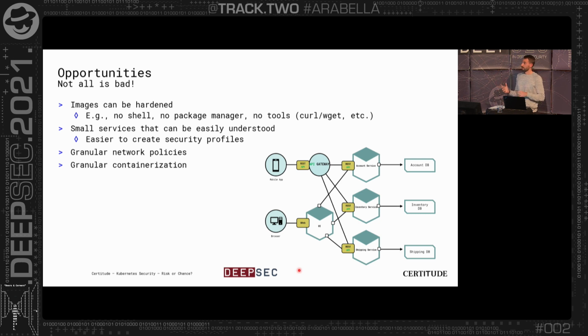Another advantage is that we have a lot of small services that are easier to understand for a security guy or for a developer. So we can create security profiles. We can really restrict the processes that are allowed to run. We can restrict the network ports and the connections that can be made. So we can easily, with network policies in Kubernetes, for example, really restrict what each service can do on the network.